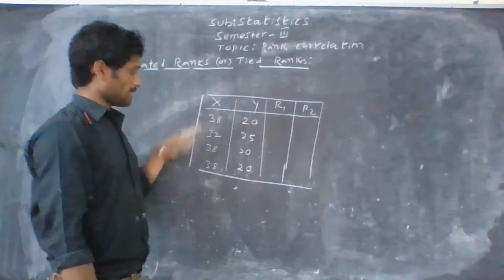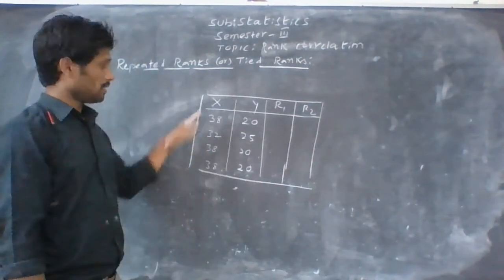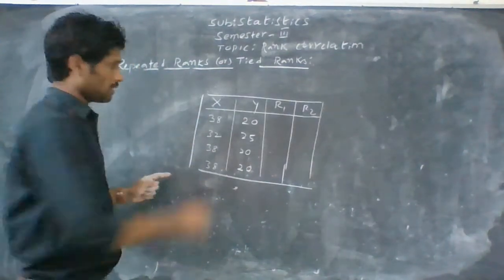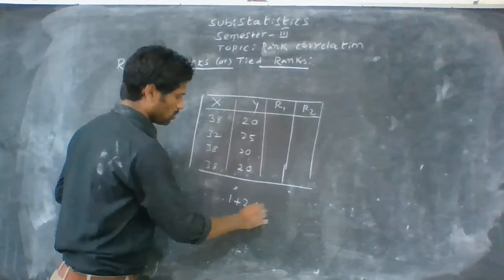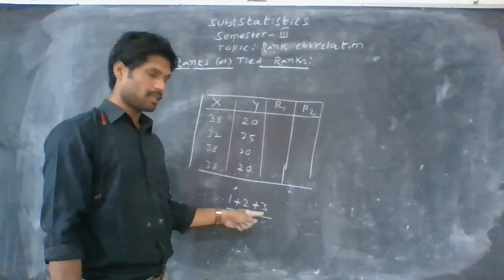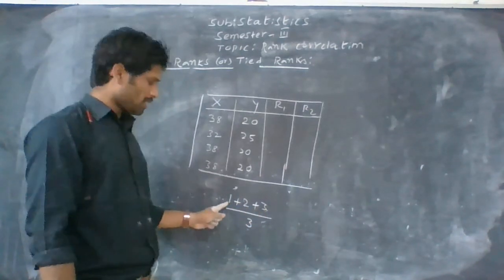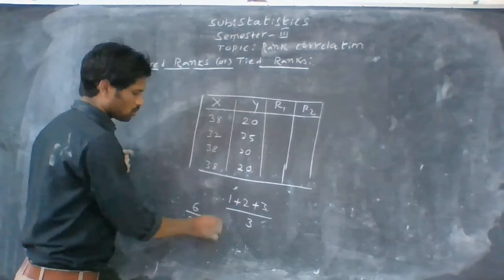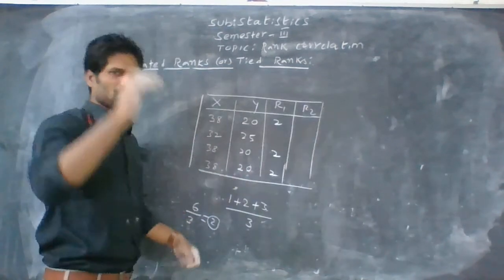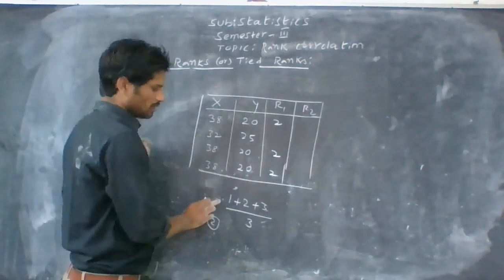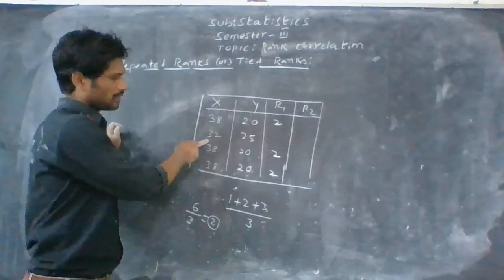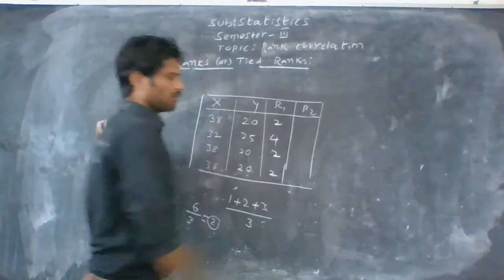For example, in X series, the highest value is 38. So 38 takes ranks 1, 2, 3, repeated 3 times. So 1 plus 2 plus 3 by 3, that is 6 by 3, which gives 2. So each number gets the same rank, that is 2. Those 3 ranks are closed. The next value is 32, which gets rank 4.